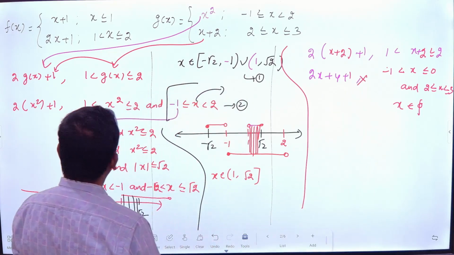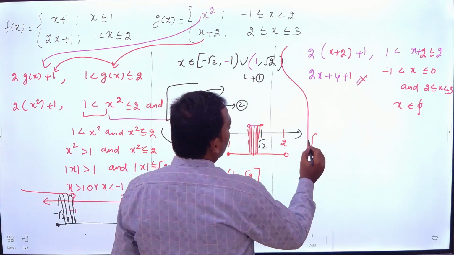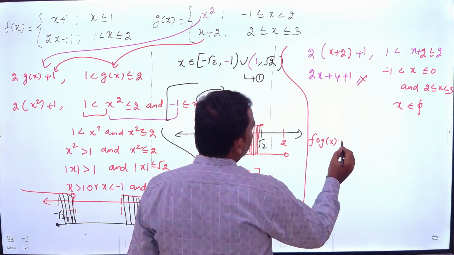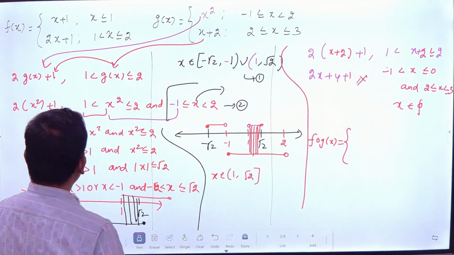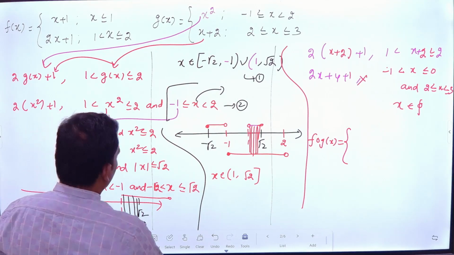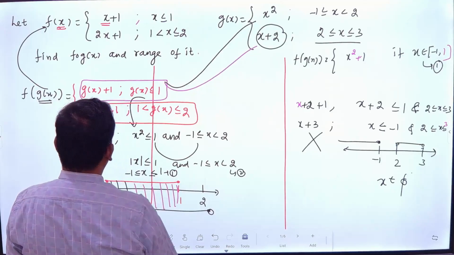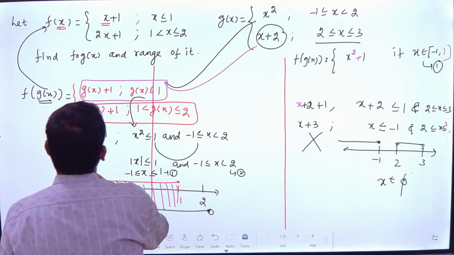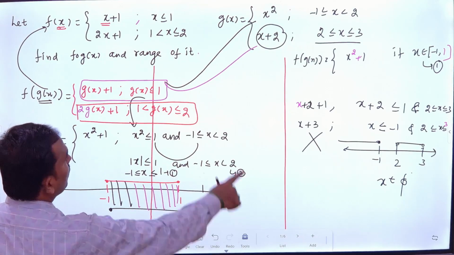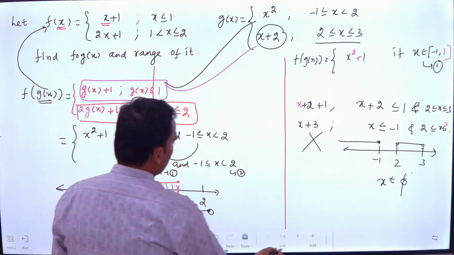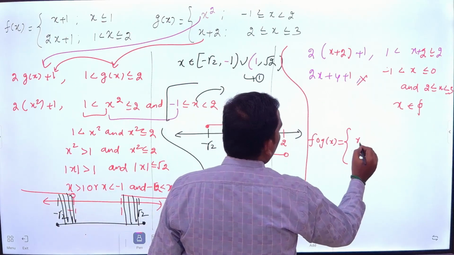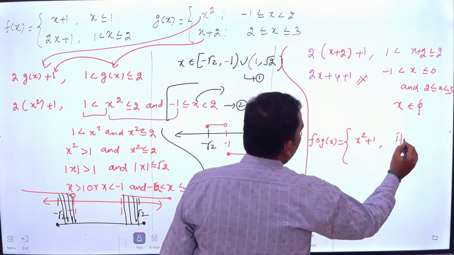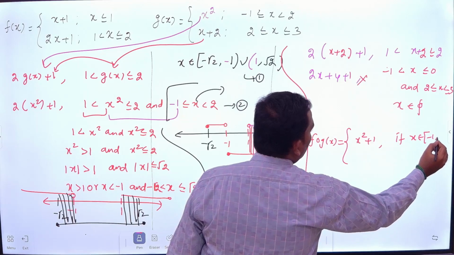Okay. Then you rewrite this function. How to redefine this composition f of g of x? How to define it? Tell me. The first thing is, we first calculated x square plus 1, x square plus 1, if x is from minus 1 to 1.